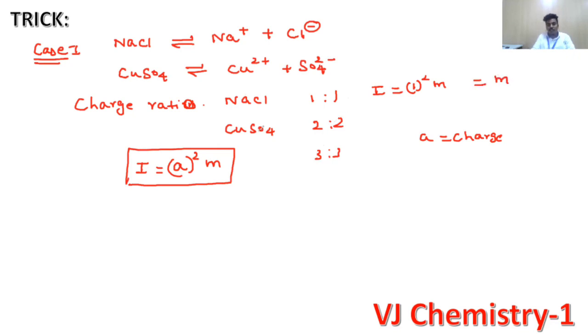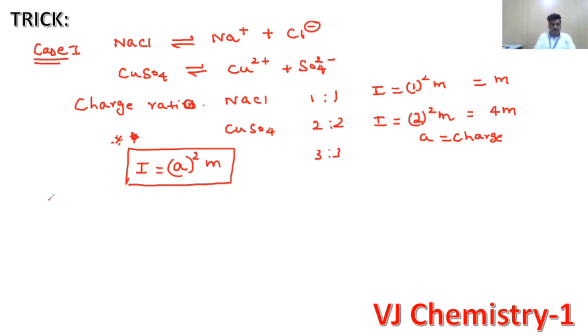For the ionic strength of calcium sulfate, what is A? 2, right? So 2 square into M. M is the concentration, in terms of molality or molarity. If the question gives molality, you put the molality; if it gives molarity, you put the molarity. The answer is 4M. This is the first formula. Please note it and put a star.